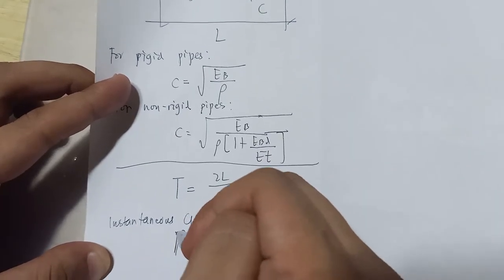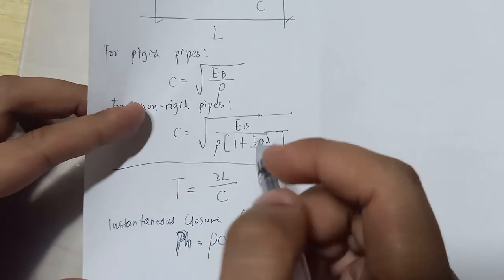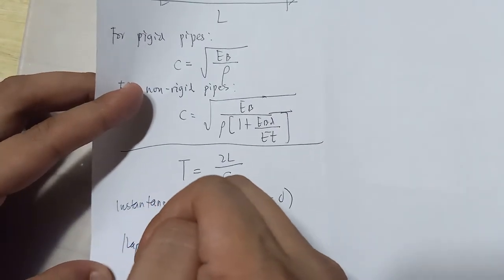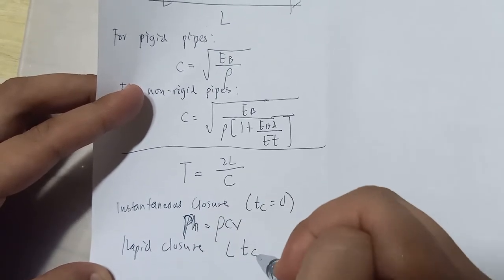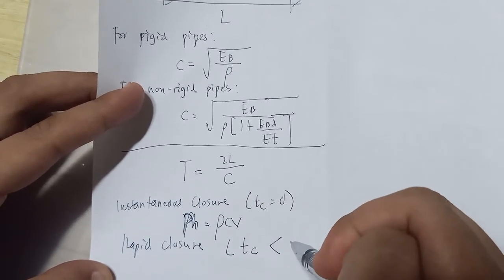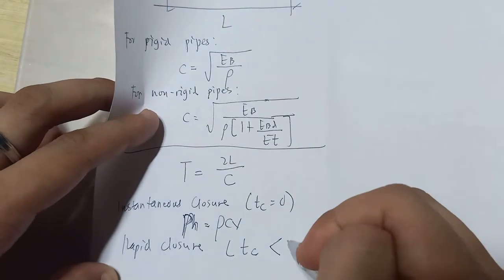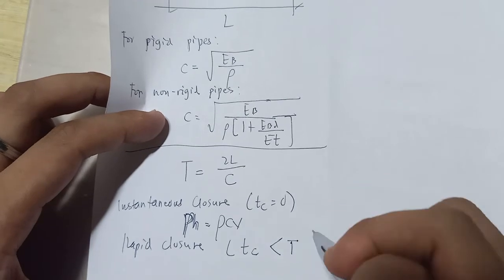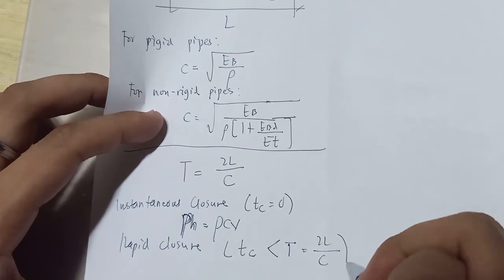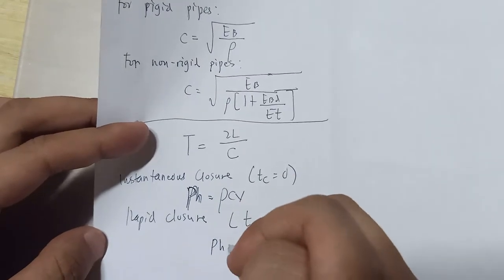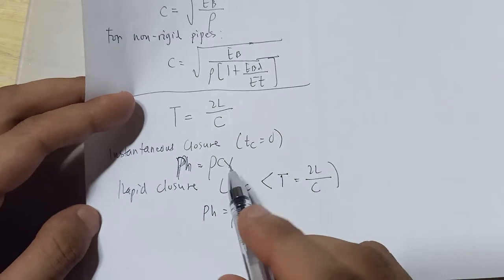pH equals plus or minus rho CV. And for rapid closure, where our time of closure TC is less than T, which is equal to 2L over C, pH equals rho CV. Later on, you will know what C is.